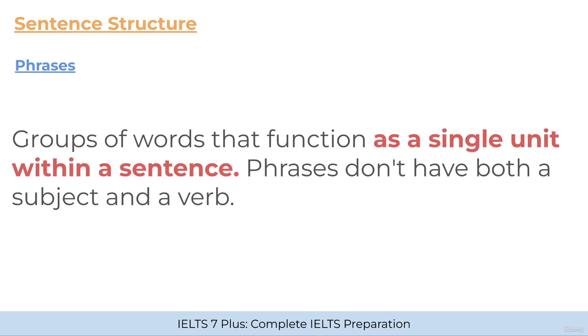Phrases then, what do we mean when we talk about phrases? Well, they are groups of words that function as a single unit within a sentence, and they don't have a subject and a verb. So we've talked about this before. They can be verb phrases, noun phrases, prepositional phrases. So there's different categories and they function all together, if you like, but they don't have to have both a subject and a verb.